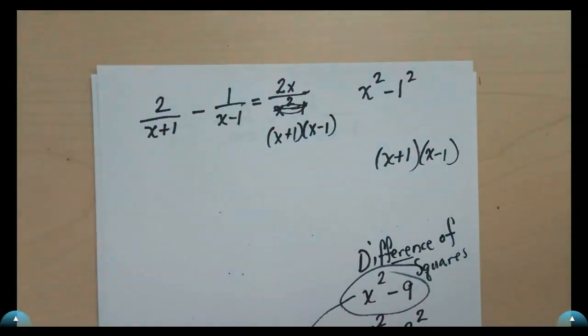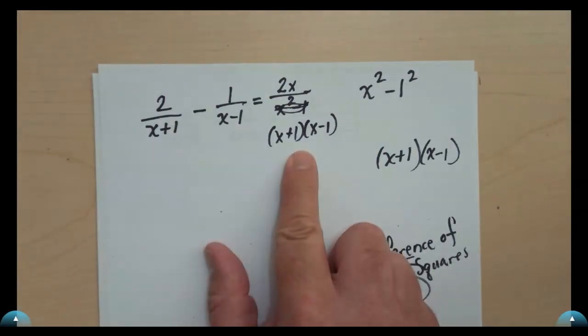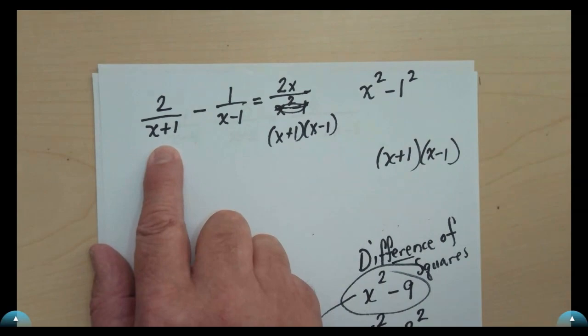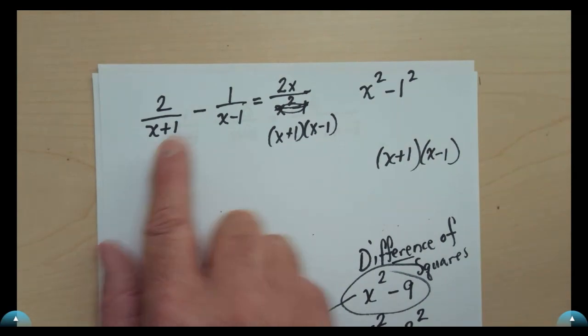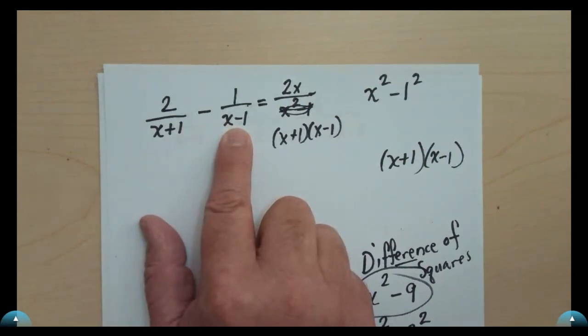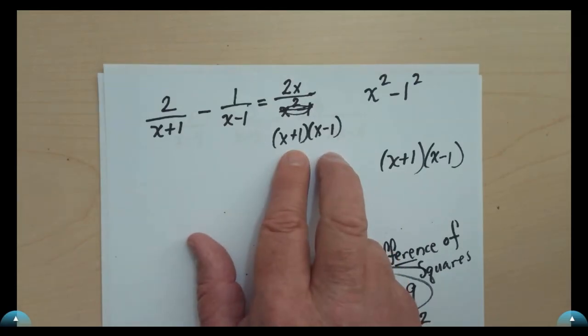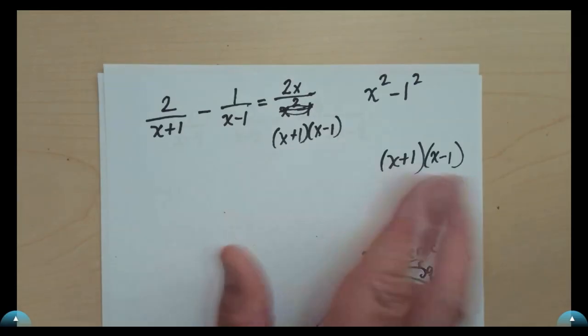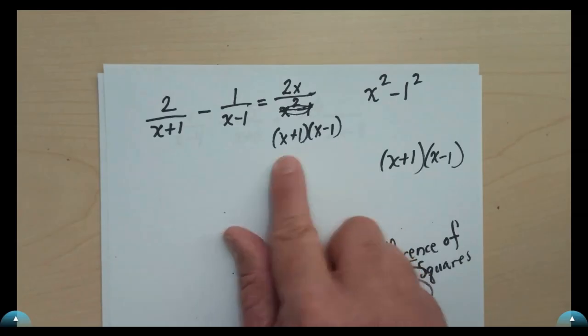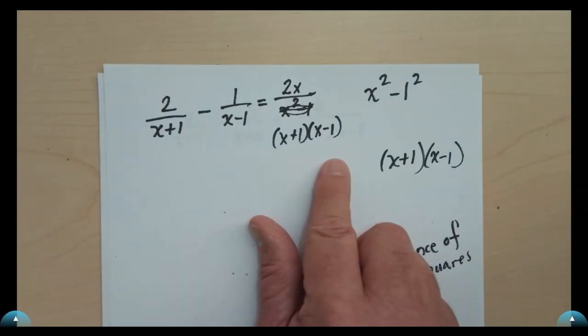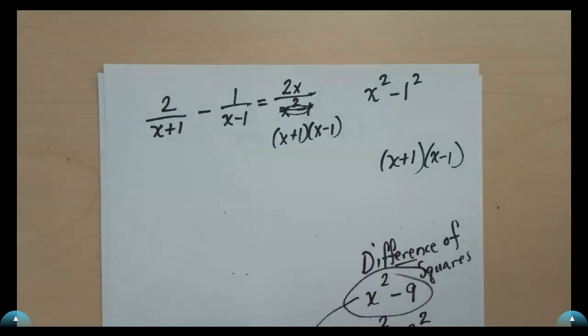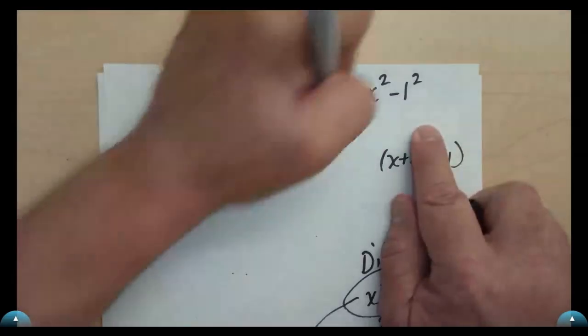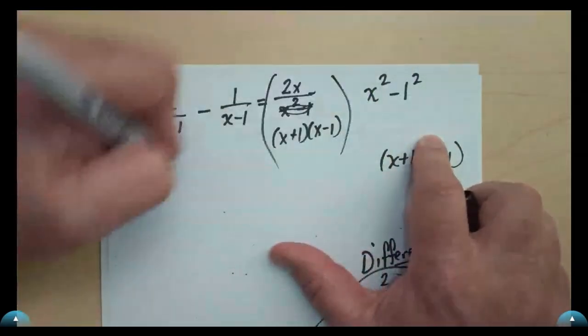And so do you see then that that actually ends up being the LCD? So I know I got to have x plus 1 times x minus 1. But what this tells me is I don't have to multiply anything else times that, because that's literally what I already have here. Y'all see that? So I'm going to multiply both sides times that LCD.